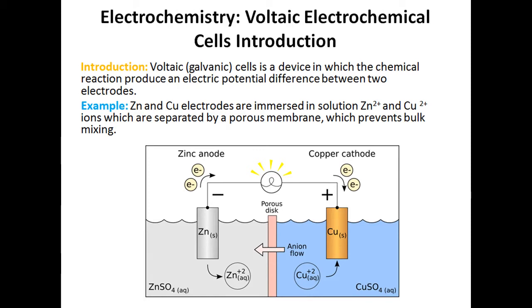Electrochemistry. A voltaic or galvanic cell is a device in which a chemical reaction produces an electric potential difference between two electrodes. Here's an example: zinc and copper electrodes are immersed in solutions of zinc 2+ and copper 2+ ions, which are separated by a porous membrane which prevents bulk mixing.